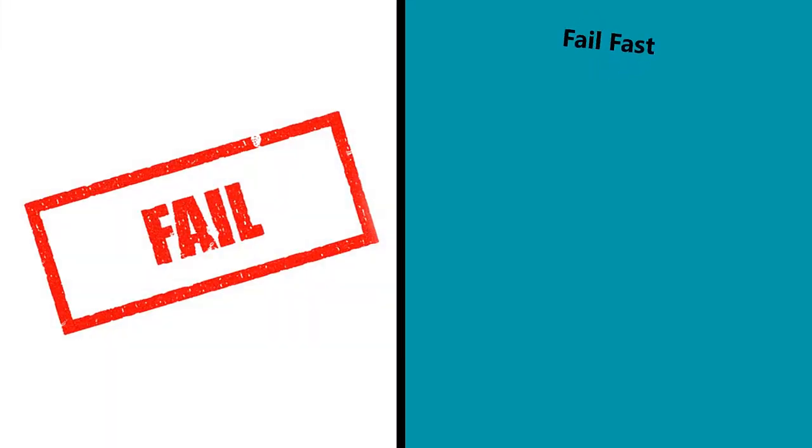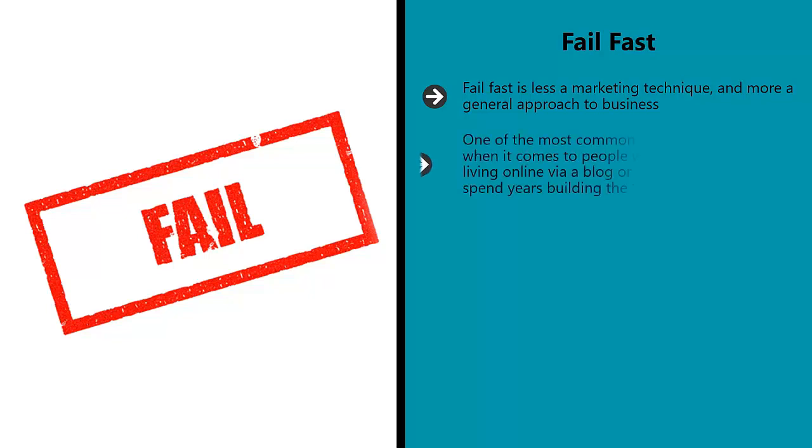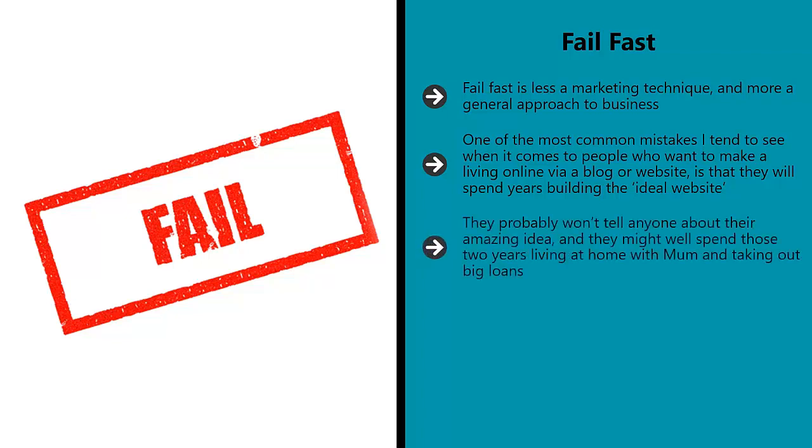Fail fast. Fail fast is less a marketing technique and more a general approach to business. Fail fast means making sure not to invest a huge amount of time into an idea until it has been proven. One of the most common mistakes I tend to see when it comes to people who want to make a living online via a blog or website is that they will spend years building the ideal website. They probably won't tell anyone about their amazing idea, and they might well spend those 2 years living at home with mom and taking out big loans.